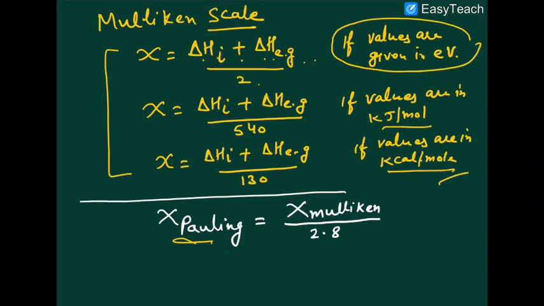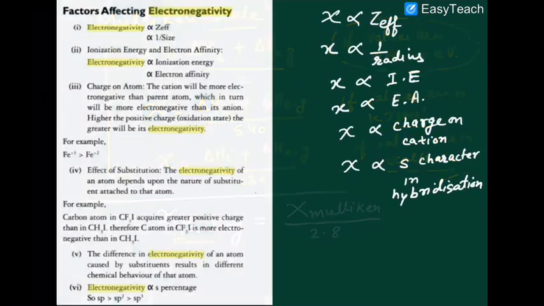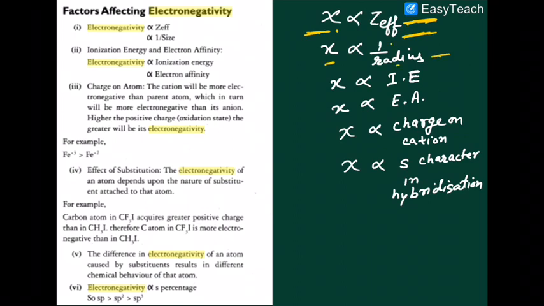But I am repeating once more, Pauling scale values are the accepted values. These values are taken as accepted. Why? Because Pauling values depend upon the thermodynamics table. Now remember one more thing, that electronegativity is directly proportional to Z effective. So the more the effective charge, the more the electronegativity. Electronegativity is proportional to 1 by radius. So the lesser the radius, the more the electronegativity.